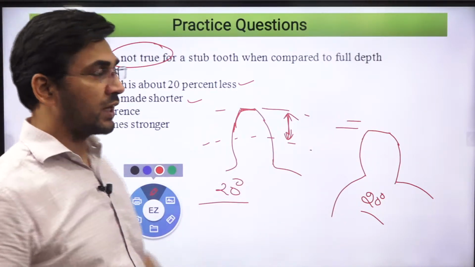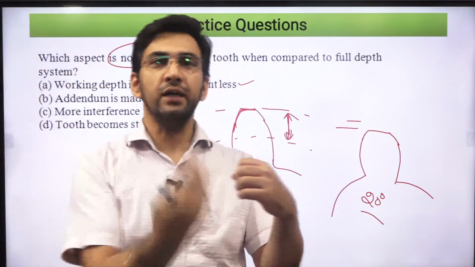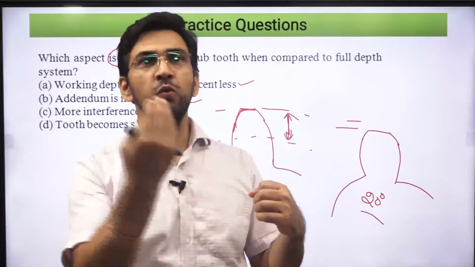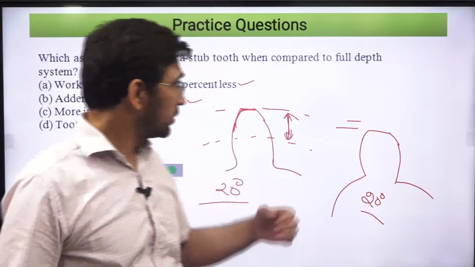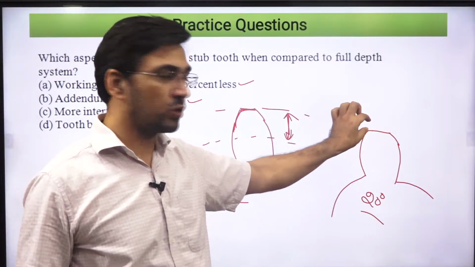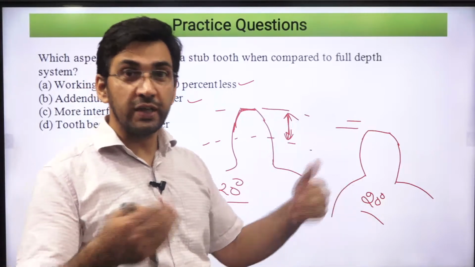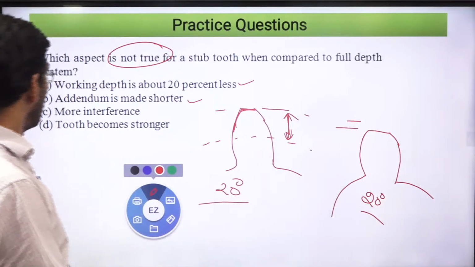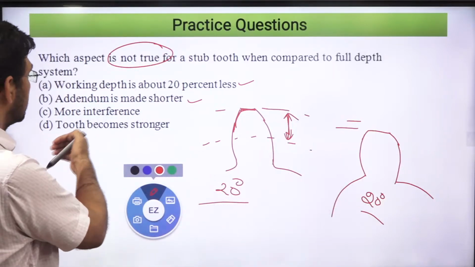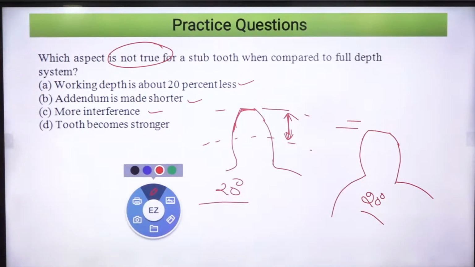More interference. Now, interference will come when that tip digs into the non-involute section of the other mating gear. So what are you doing? You are reducing that tip portion. So it is not increasing the interference, it will be decreasing the interference. So not more interference; less interference should result. So this is also a correct statement.